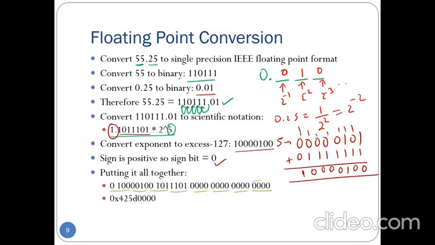Okay, so this is 0 0 0 0, 1 1 0 1 is D, 0 1 0 1 is 5, 0 0 1 0 is simply 2. So this is going to be 2, and 1 0 0 is 4, right? So our answer is 425D0000. This is our hexadecimal representation.